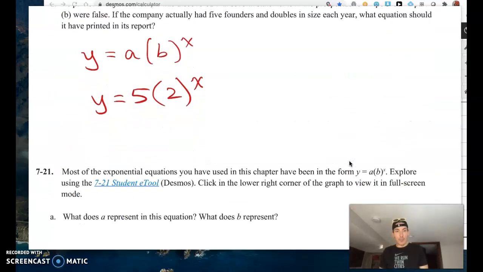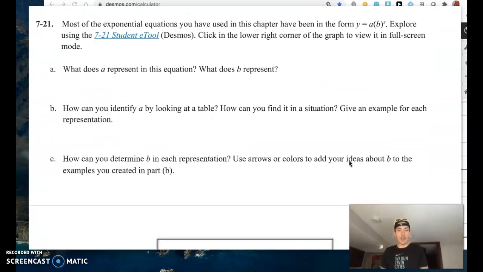Okay, let's move on to one more thing. And then we're going to talk about a little bit of review preview. We're going to talk about how we created some connections, and we're going to be done. Okay, most of the exponential equations you've used in this chapter have been in the form y equals ab to the x. In fact, that's what we just did.